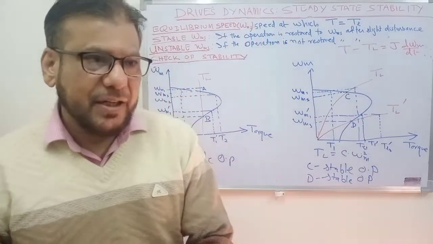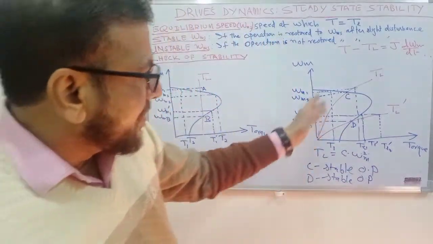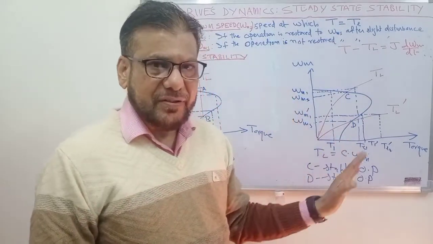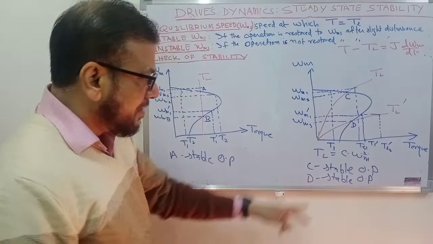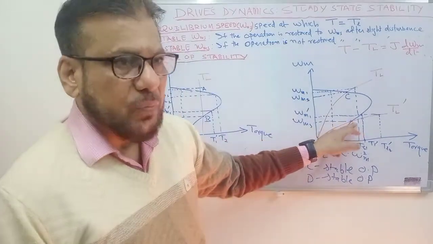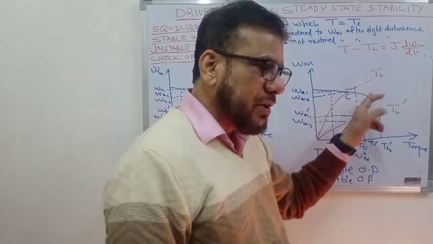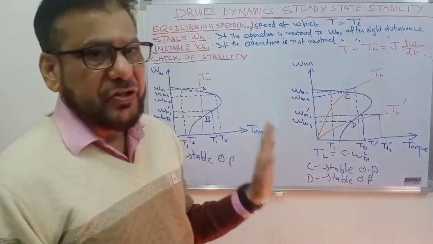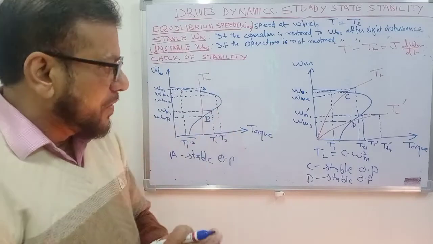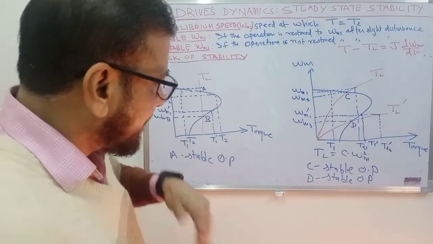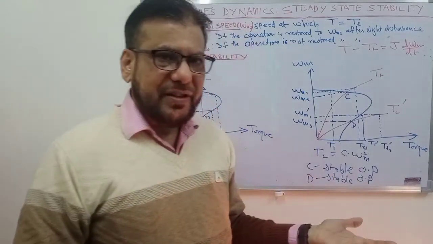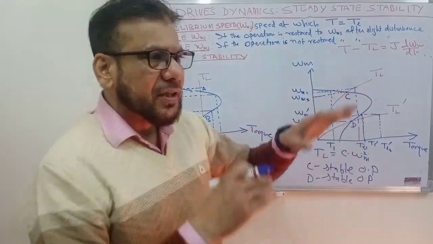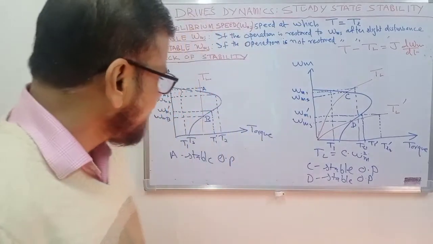So our assumption, our statement that this region is always unstable region is not correct. So in this situation, point D will be a stable operating point. Point C will also be a stable operating point. The whole region becomes a stable region. So now you can say that it is not always correct that this region is unstable region and this region is a stable region. The reverse may also happen.